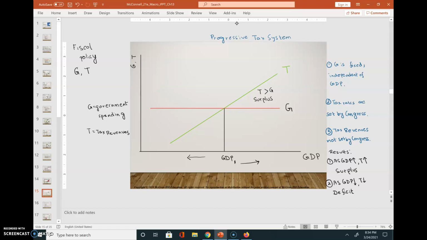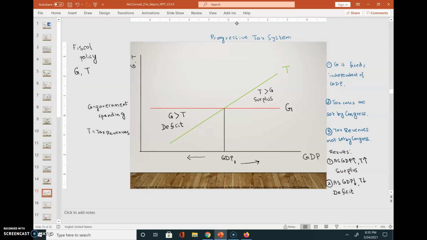However, if gross domestic product goes down, that means we have unemployment in the economy and productivity is low. A lot of people are without jobs. That means they cannot really pay taxes. So here we see that the government expenses are greater than taxes. So here we have a deficit.